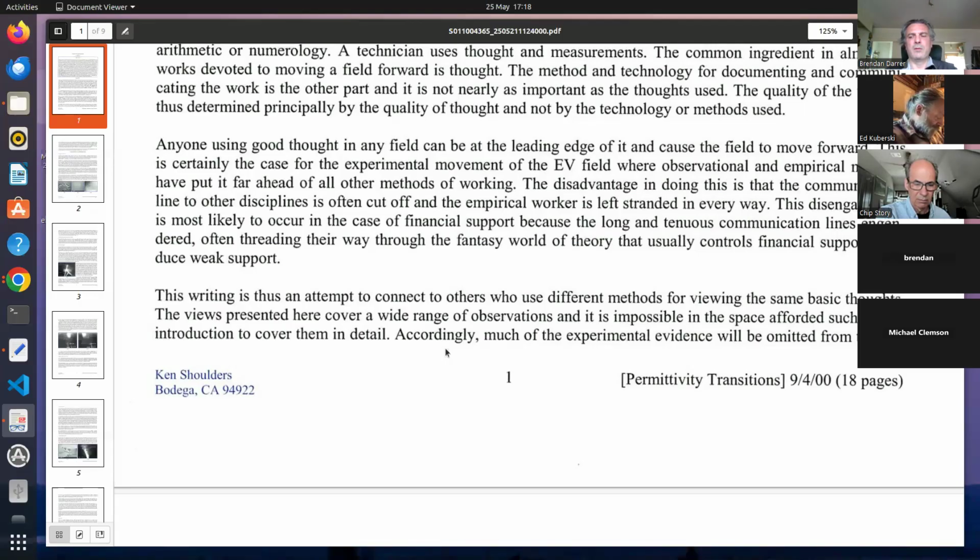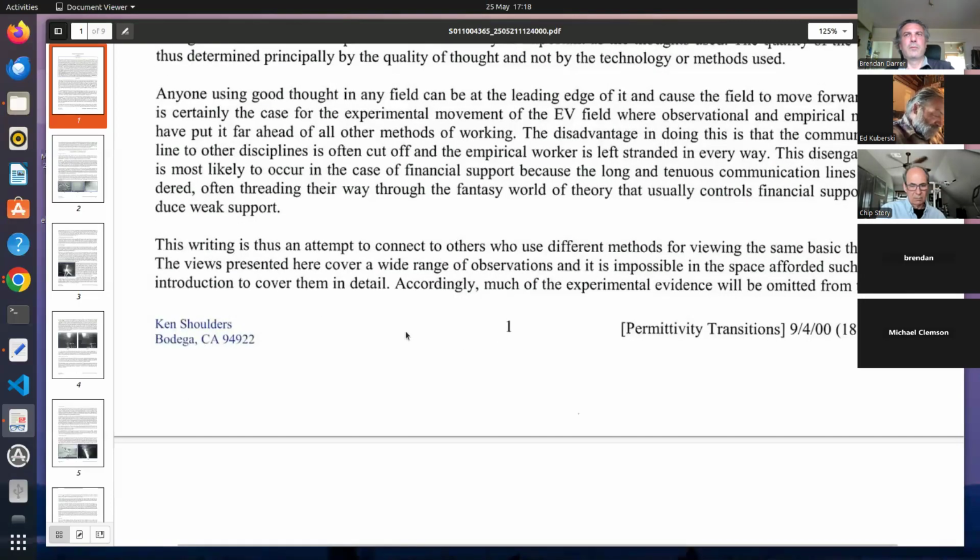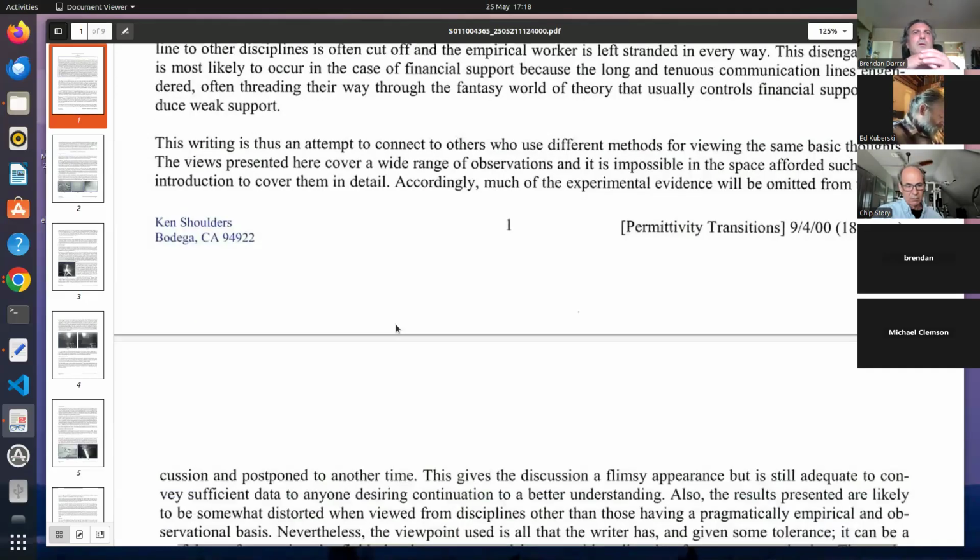This disengagement is likely to occur in the case of financial support because the long and tenuous communication lines endured, often trending their way through the fantasy world of theory that usually controls financial support, produce weak support. This writing is thus an attempt to connect to all others who use different methods for viewing the same basic thoughts. The views presented here cover a range of observations, and it is not possible in the space afforded such a brief introduction to cover them in detail.